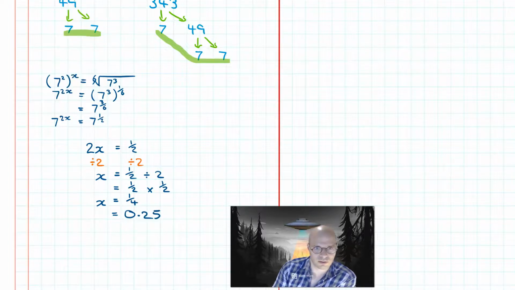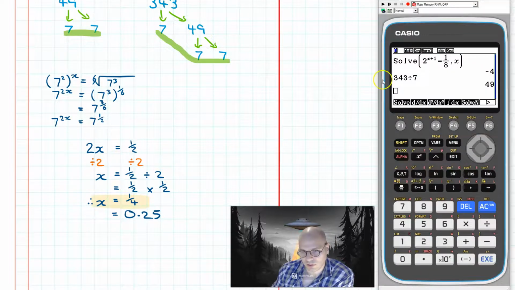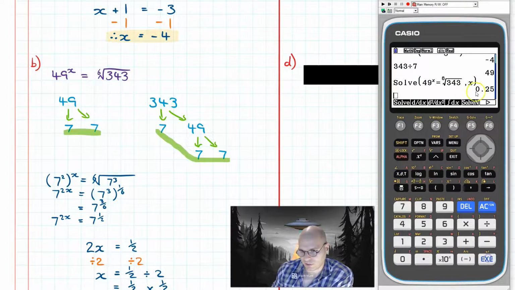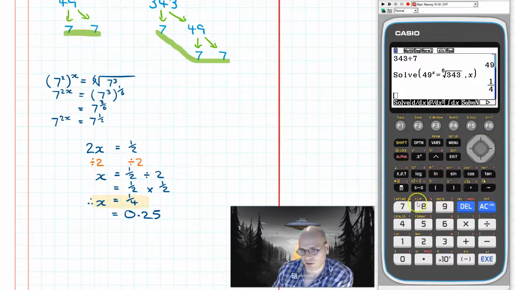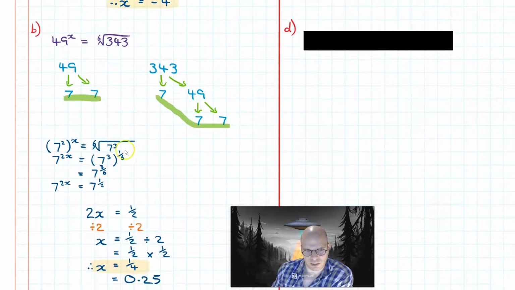Verifying that this is indeed the correct solution, I'm going to grab my calculator once more and I'm going to use the solving function. So I go F1 for solve, I'm going to key in the original problem, and I'm solving for x. Hitting solve, lo and behold, I get a value of 0.25 or a quarter, however you want to represent it. Alright, we're now experts at dealing with radicals.